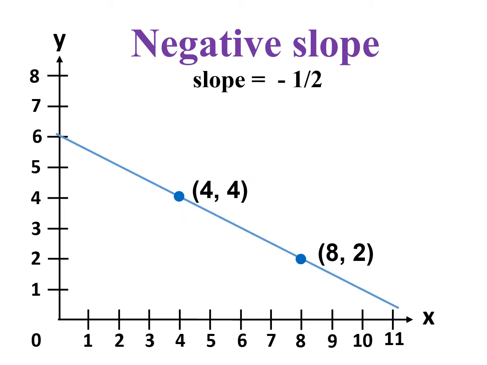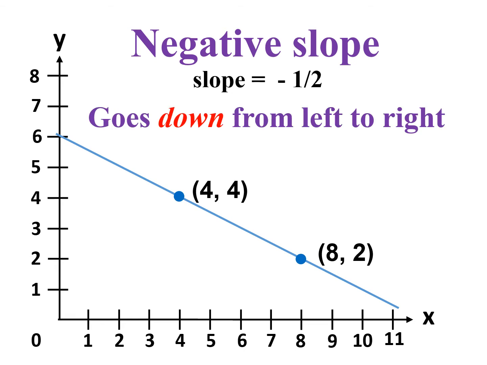This line has a negative slope, which is -1/2. -1/2 is a negative number, and that tells us the slope is negative. Also, the line goes down from left to right. A negative line always goes down from left to right. If the ant starts at point 4, 4 and walks to the right, the ant will go downhill. That means the line has a negative slope.